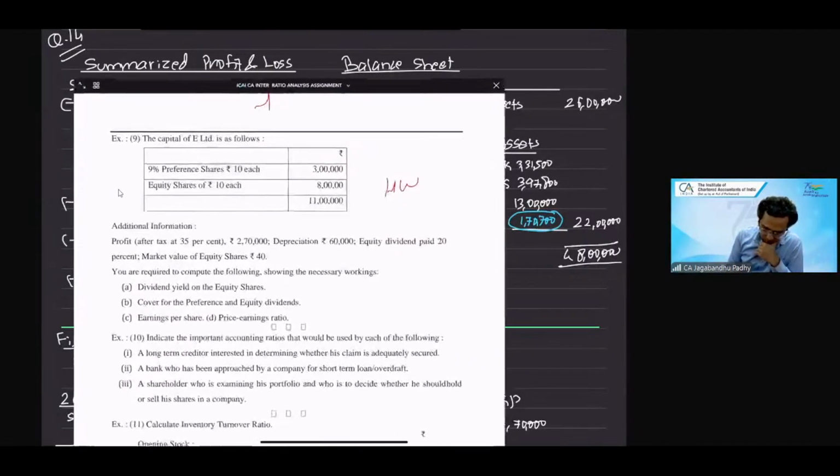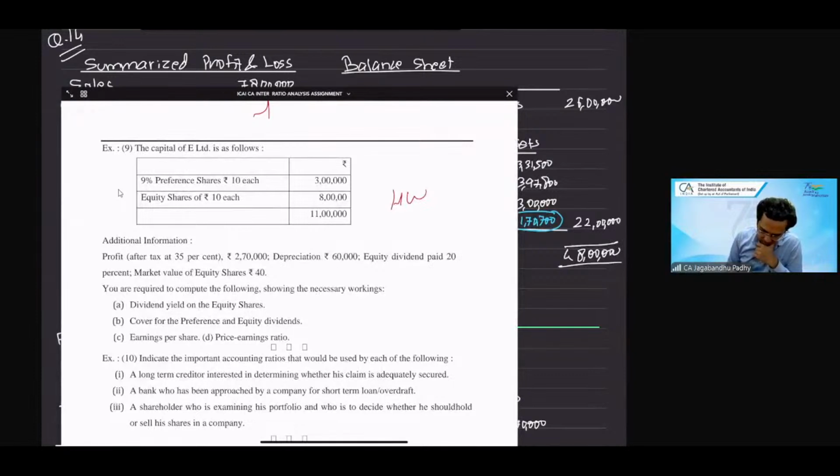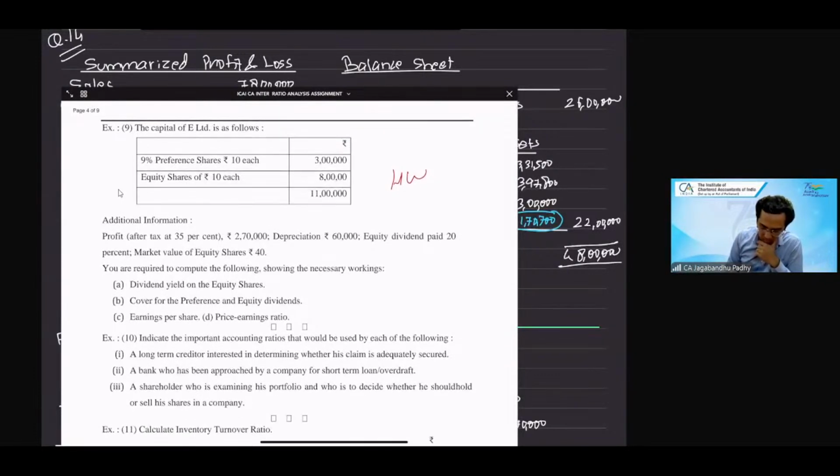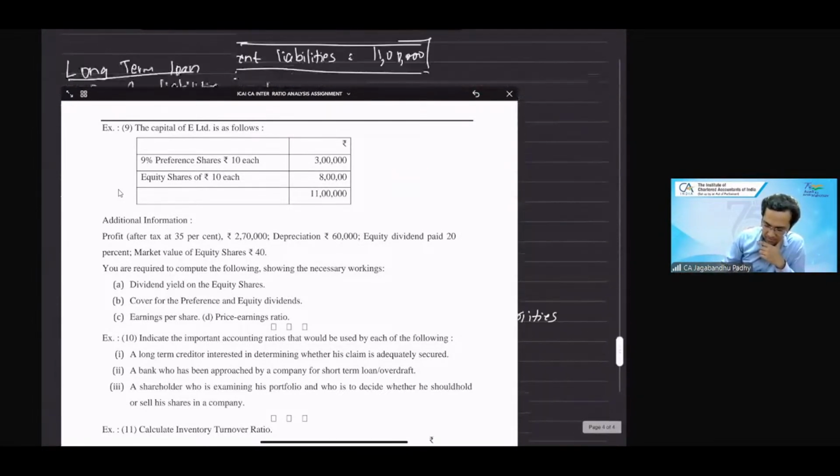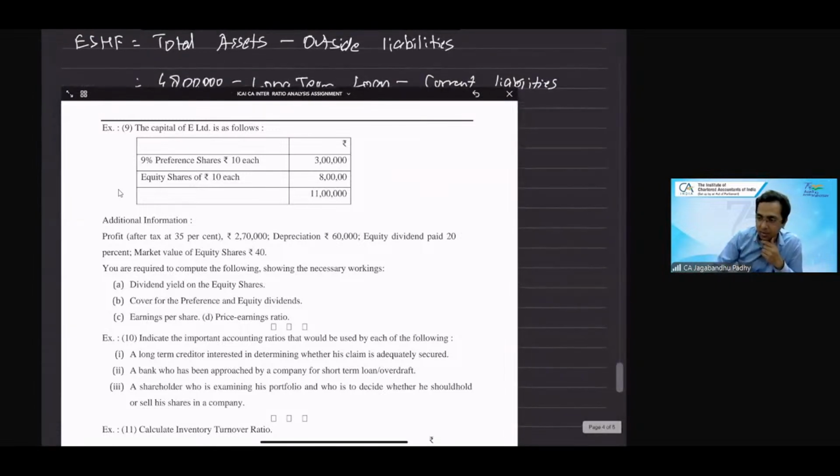Okay, try out this question. Sir, on the assignment page, sir. Assignment page. Let's try to solve this question number 9 easily. Let's do it together, guys. Question number 9, and then we'll call it a day.